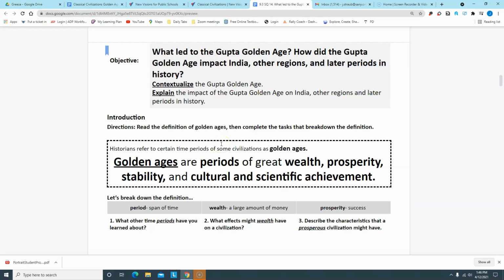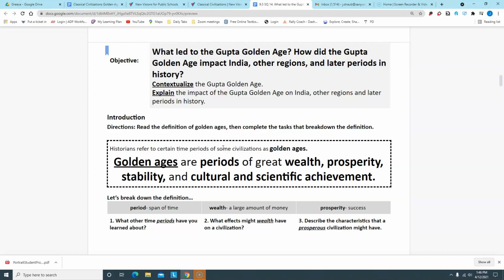All right, everyone. For this week, we are going to be focusing on three major classical civilizations: the Gupta Empire in India, the Greek Empire, and the Roman Empire. Now, in particular, we're going to focus on the Golden Ages within these three empires this week.